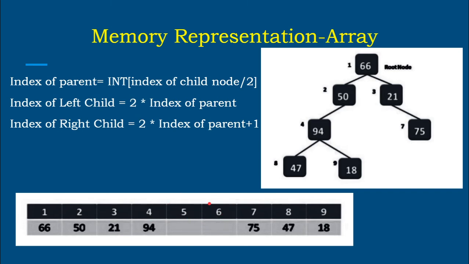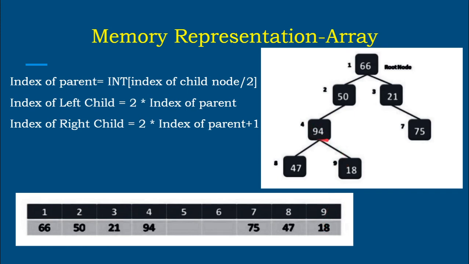Because you can see here there is no right child for 2, which should be in the 5th location. Also there is no left child for 21, which is the 6th location. So 5 and 6 are empty, meaning they are the spaces for some child node of the parent node. Then in position 7, 75 is stored, and then 8 and 9 have the values 47 and 18, which are the children of 94.